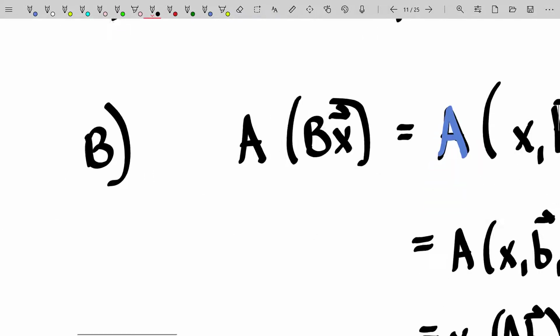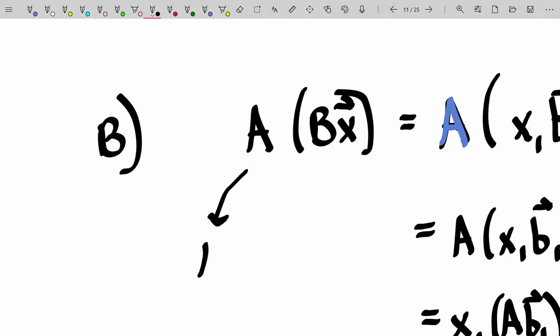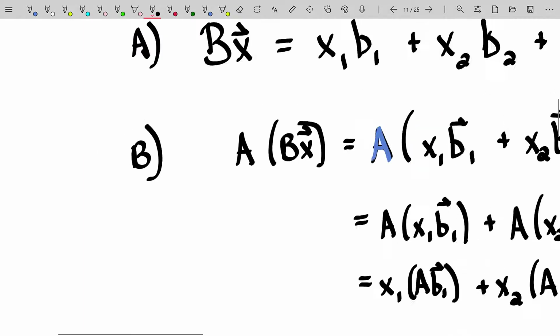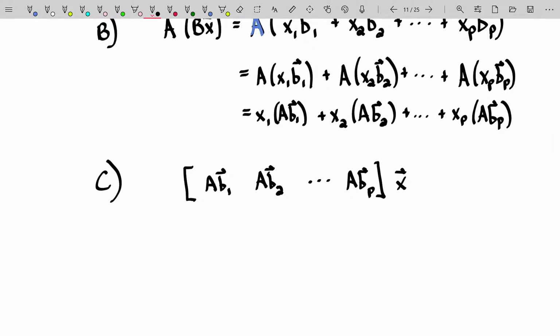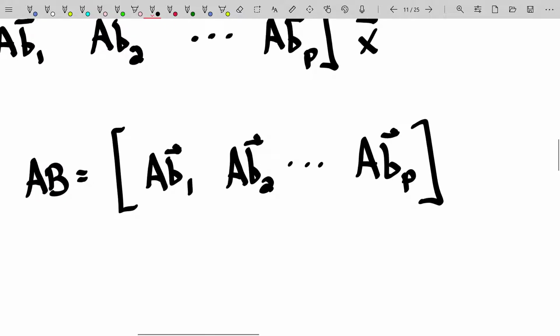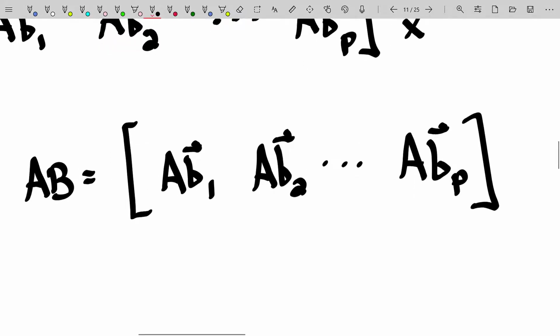And a lot of people will say, I bet you that's probably the same thing as AB times the vector x. Now, we do not have a theorem that states that right now, but that is actually true. So the conjecture we might want to state is the product AB is the matrix whose columns are the vectors AB1, AB2, all the way to ABp. That's a really nice way to think of matrix-matrix multiplication.